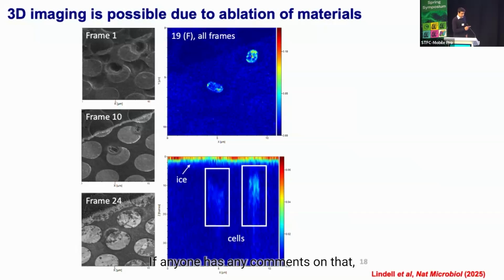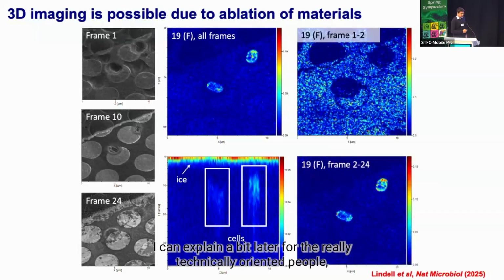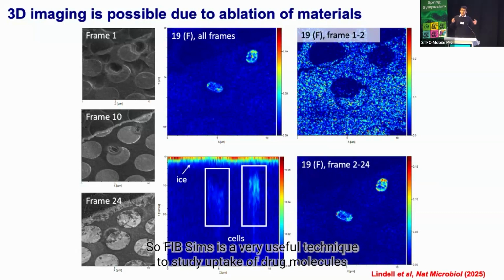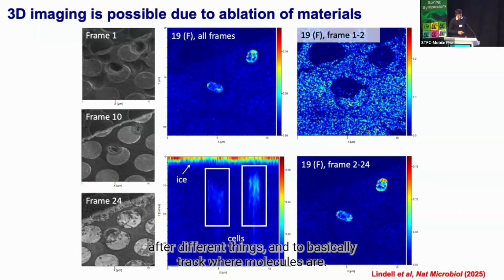If anyone has any comments on that, I can explain a bit later for the really technically oriented people, but you can clearly see the signal is coming from the cell. So FIB SIMS is a very useful technique to study uptake of drug molecules, uptake of different things, and to basically track where your molecules are.